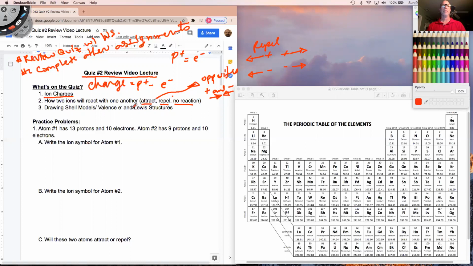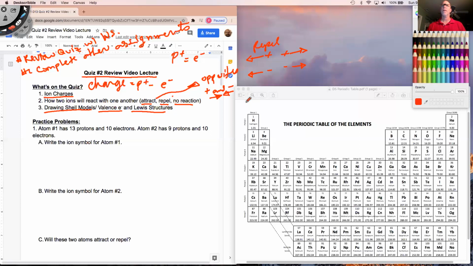So next, we need to know how to draw your shells. We need to know what valence electrons are, and that leads us straight in to our Lewis structures. So what I'm going to do is I'm going to work out 2 problems today. Hopefully I can get done in about 20 minutes. So first, let's just take a quick look at valence electrons.